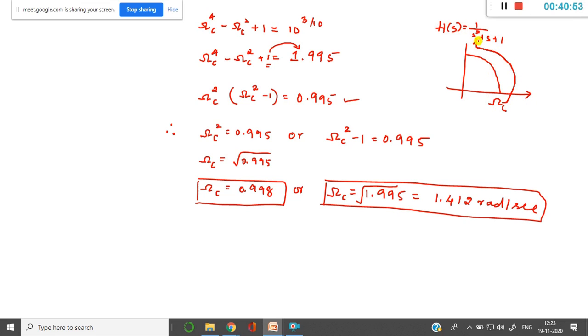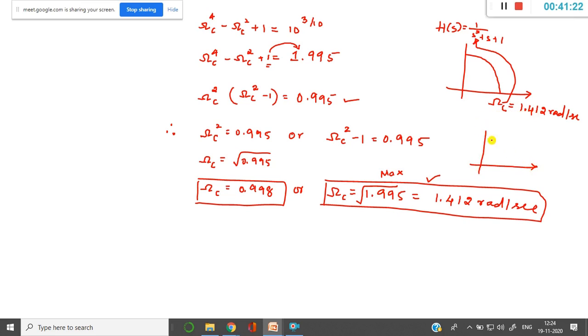Within this, the value was embedded. So what we did, we obtained this value, which is supposed to be 1.412 radian per second, or it might be 0.998. So what we do is, we always take the higher passband value. Out of these two we go for the maximum value, so hence we consider this. Assuming we got to know that the older value of omega, the low pass filter cutoff frequency, was this.